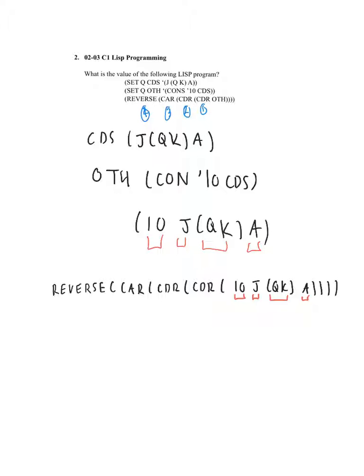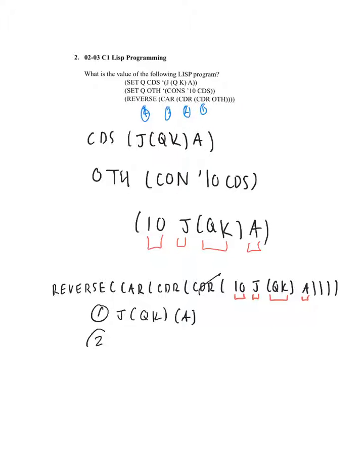So the first step is CDR. Basically, we need to grab everything except for the first term, which is 10. So the resulting list is J, parentheses QK, A. We don't need the parentheses, but sometimes I keep them there just to keep myself organized. And once I finish a function, I always like to cross it off.